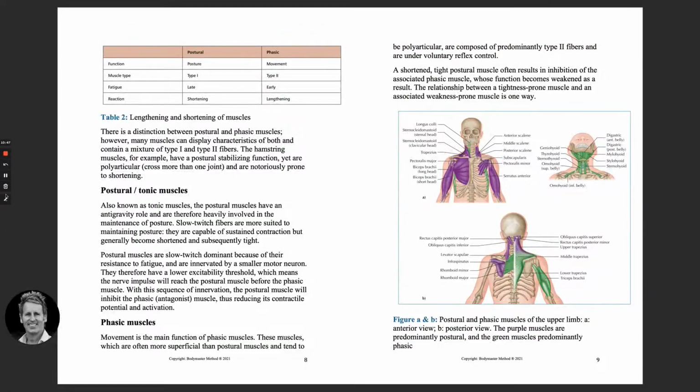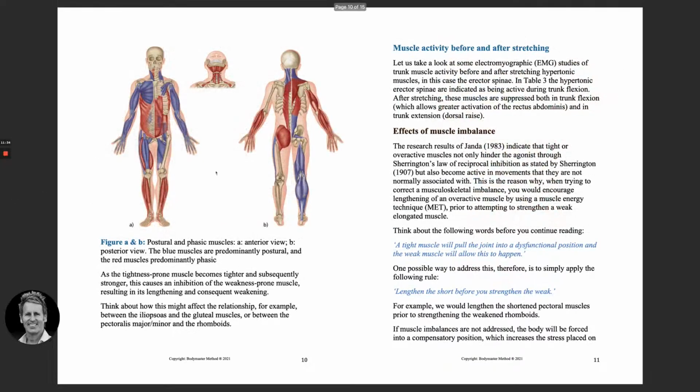There are some pictures here, like a table. So it follows like a trait. A postural muscle relates to posture, a phasic muscle relates to movement. You can see that they're different types. But the important thing is that as a reaction to position, i.e. posture, over time, the postural muscles have a tendency to shorten, whilst the phasic muscles have a tendency to lengthen. So these become short and tight, and these become long and weak. And you can have a read of all the details of it in here. The purple muscles on this side relate to the postural muscles, and the green relate to the phasic. Moving on.